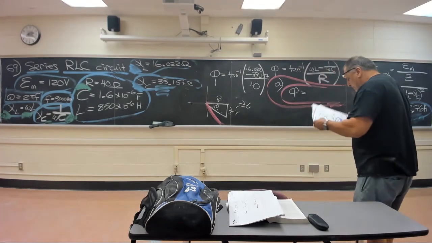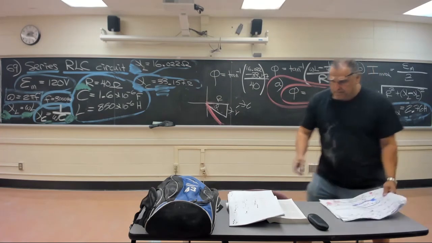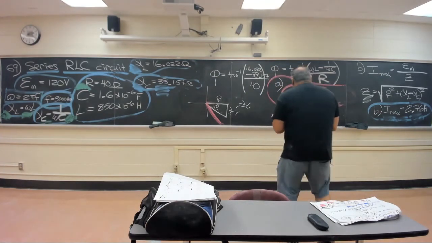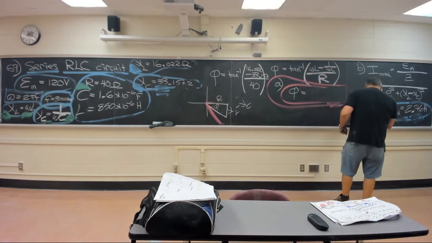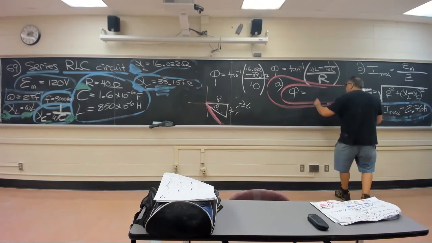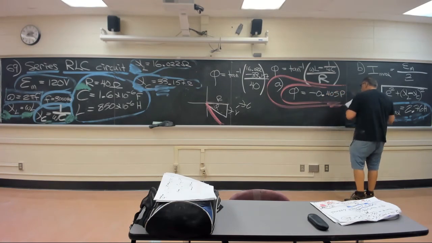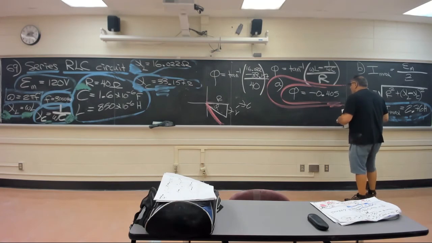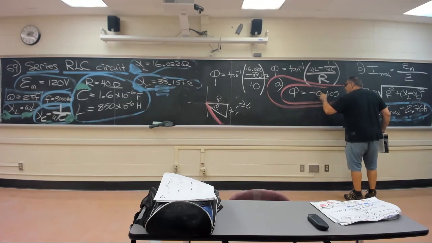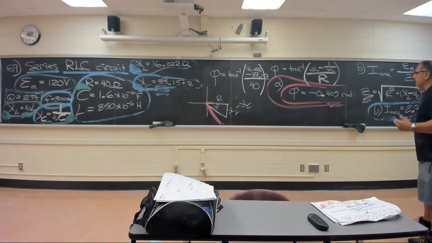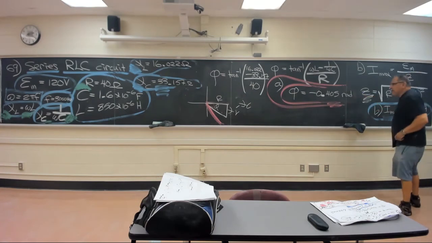We are saying negative 0.405 radians. And yeah, so there's A, there's B.